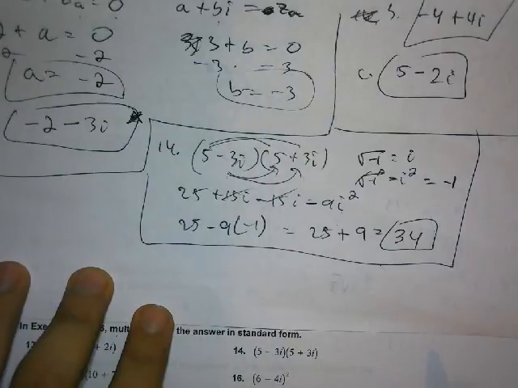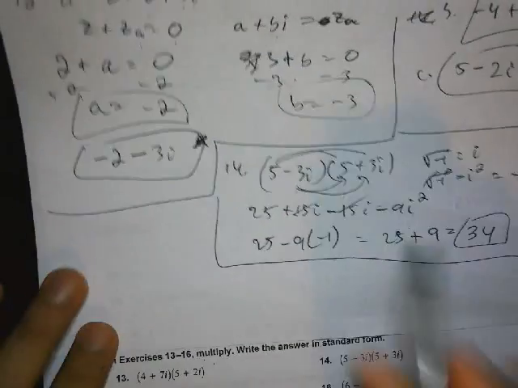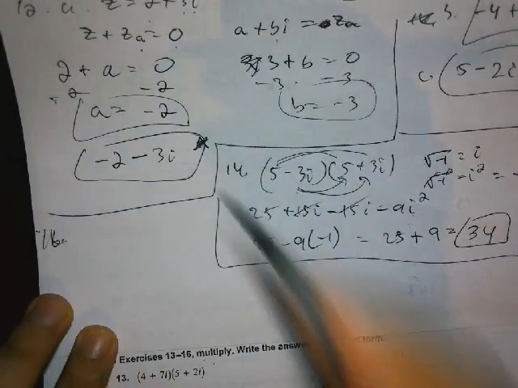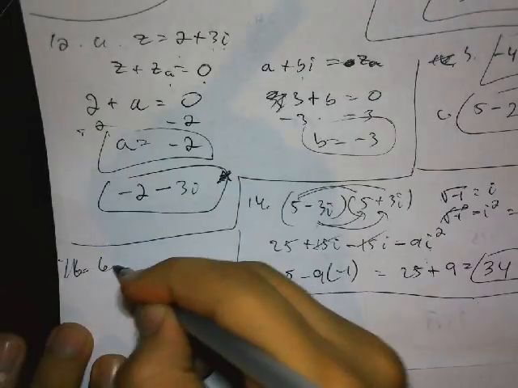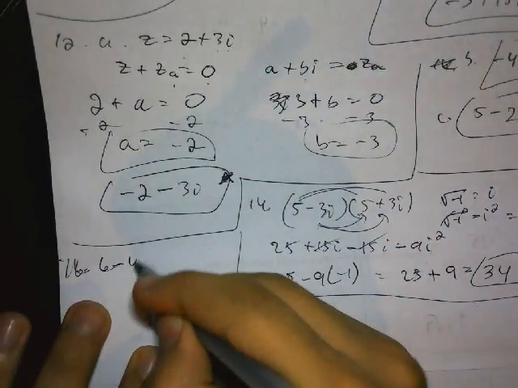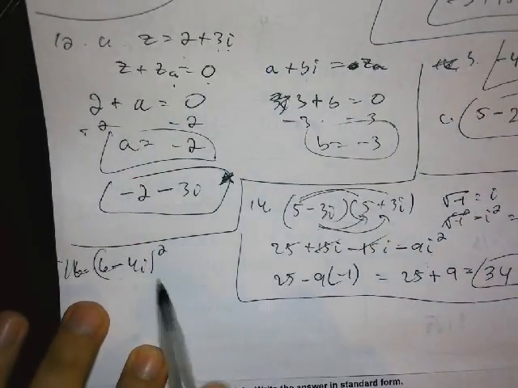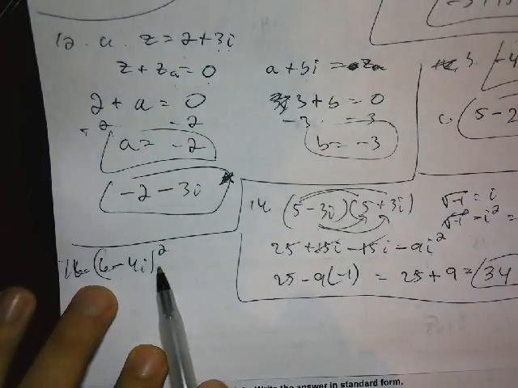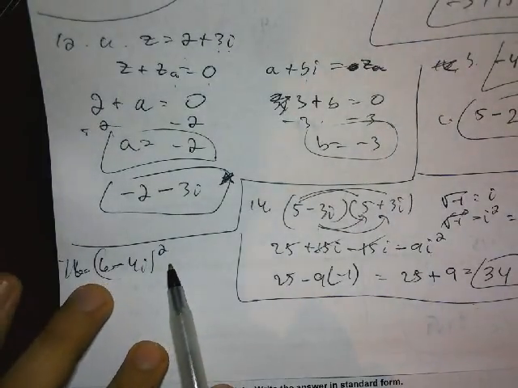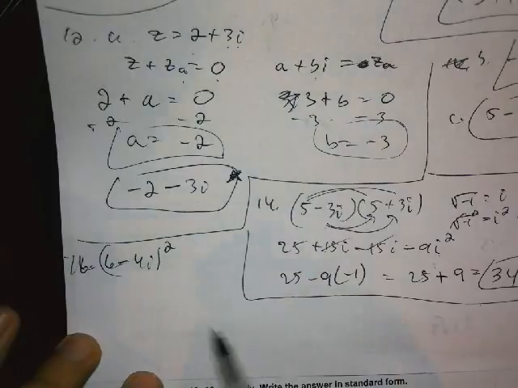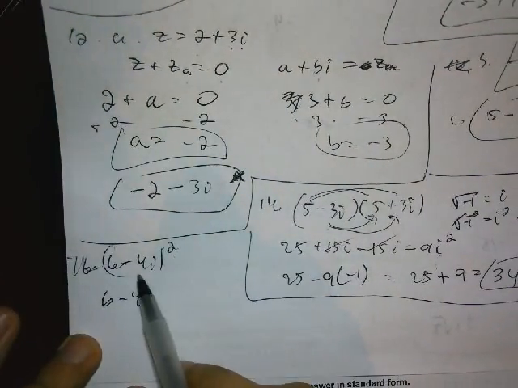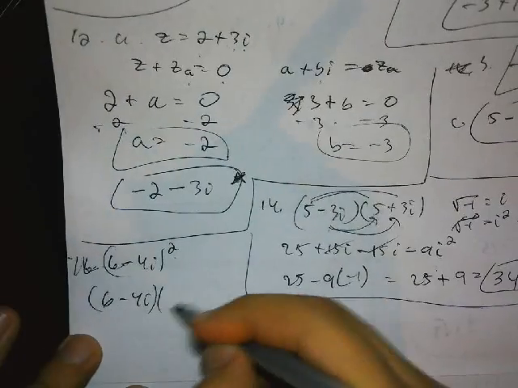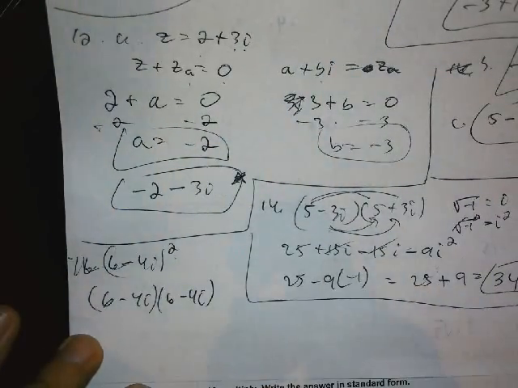Alright, number 16. I have 6 minus 4i squared. So here, don't make the common mistake that most algebra students make, even college students as well. Do 6 minus 4i, and since we're squaring it, we're multiplying by the same thing, 6 minus 4i. And again, FOIL method.